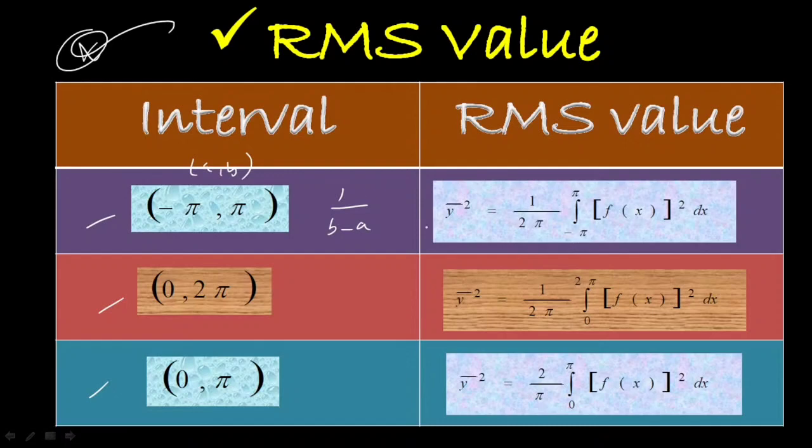Here a to b is nothing but minus pi to pi, isn't it? Integral a to b of f of x whole square dx. Okay. So this is the general form. So for that interval minus pi to pi, we have this y bar square, and for 0 to 2 pi and 0 to pi we have y bar square like this. In 0 to pi, look at here, we have 2 times 0 to pi.